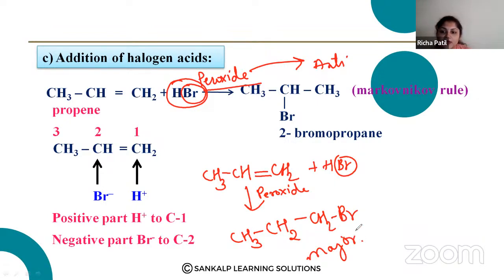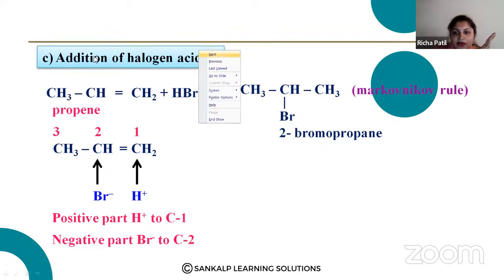So remember Markovnikov's rule and anti-Markovnikov's rule. You have to see: whenever there is an unsymmetrical alkene and a halogen acid, and they write peroxide on the arrow, then it is anti-Markovnikov. If there is no peroxide, there is an unsymmetrical alkene and HBr is written, then you have to follow Markovnikov's rule. This is very important.